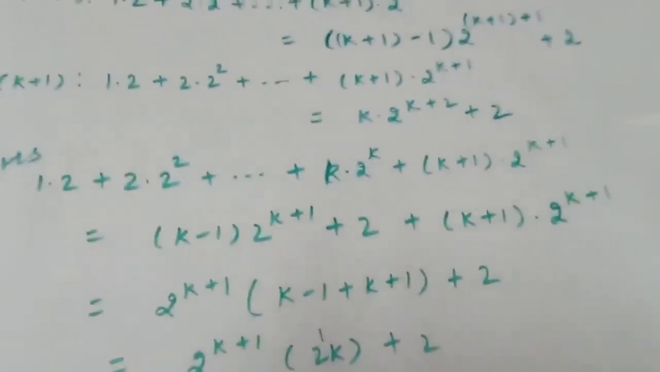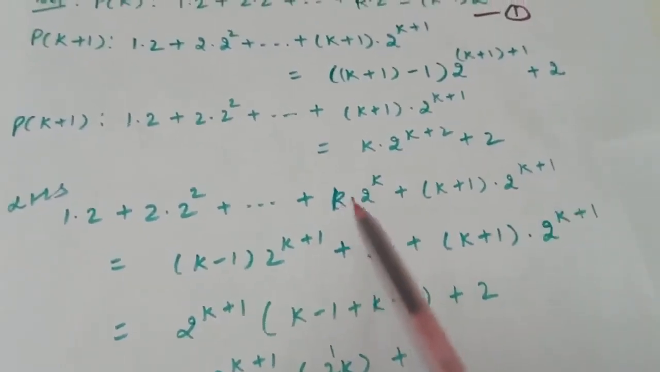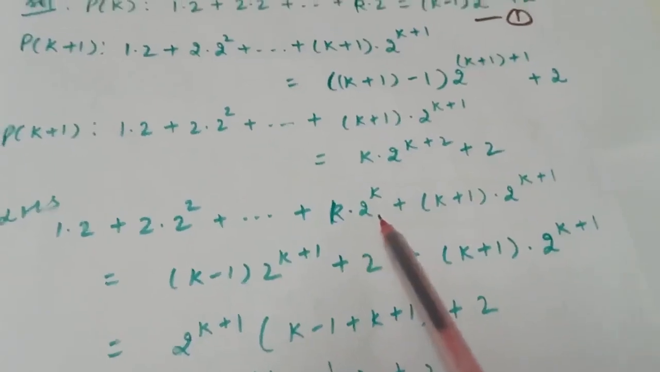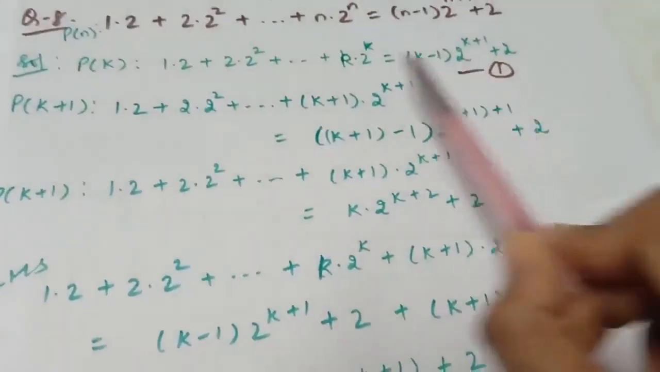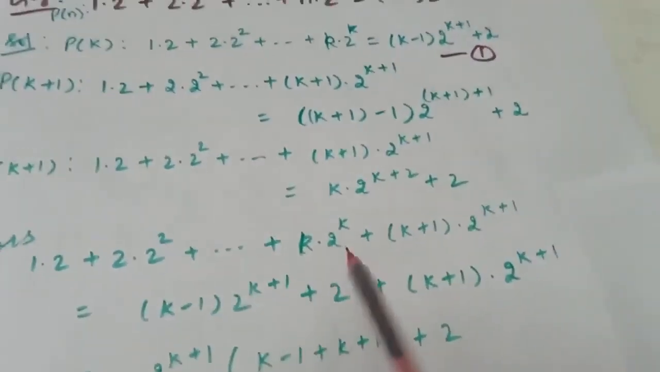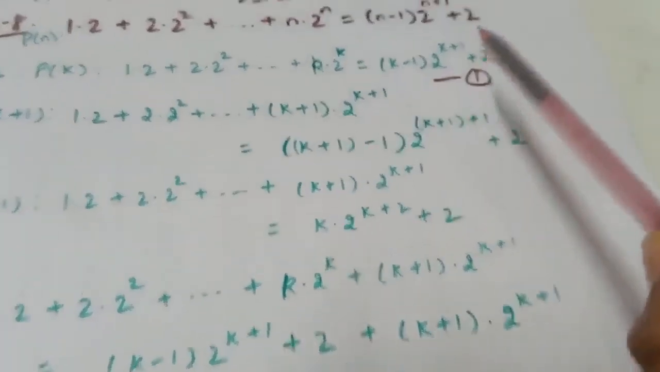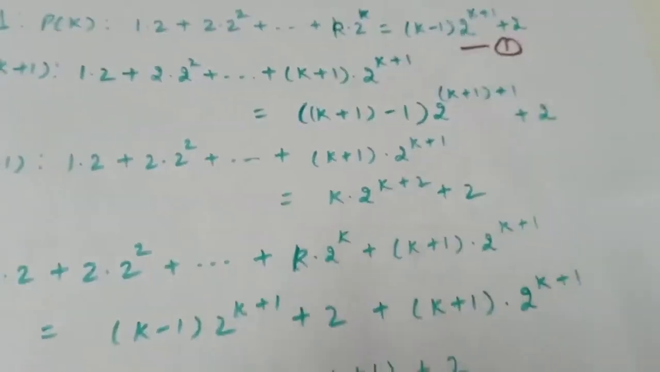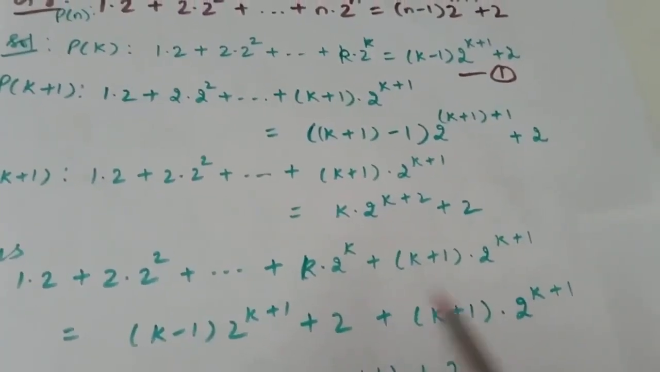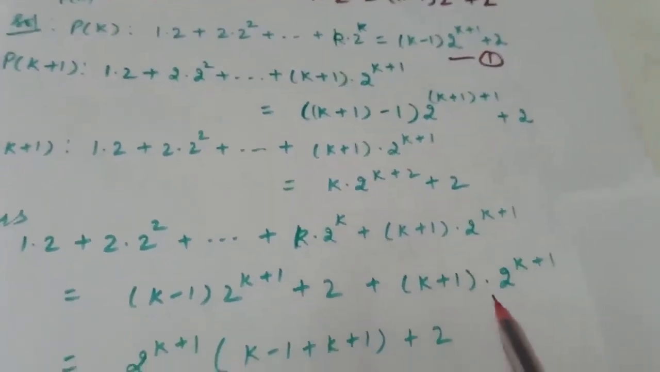Taking LHS, we want to prove it equal to the RHS. So LHS is our this. Also we have mentioned the kth term, which is k into 2 raised to the power k. Now using 1 up to the kth term, the result is this. So up to the kth term, we are writing the complete result, that is k minus 1, 2 raised to the power k plus 1 plus 2, and plus the left term, that is the k plus 1th term as it is.